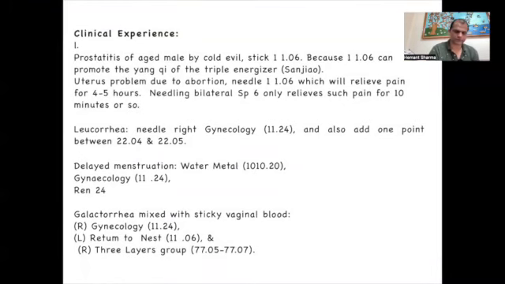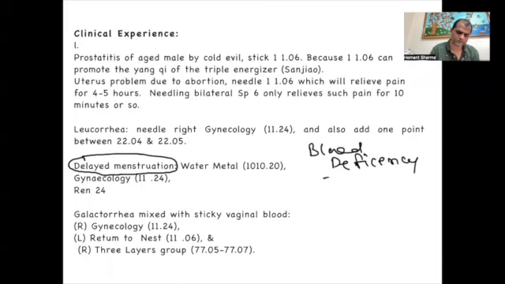So 2 points are fixed already. If some female is having delayed menstruation, not coming on time, there might be many reasons. Maybe blood is not enough or blood is deficient. The female is having a poor blood condition. Or maybe she is suffering with PCOS or polycystic ovary, which is also responsible for delaying of the period.